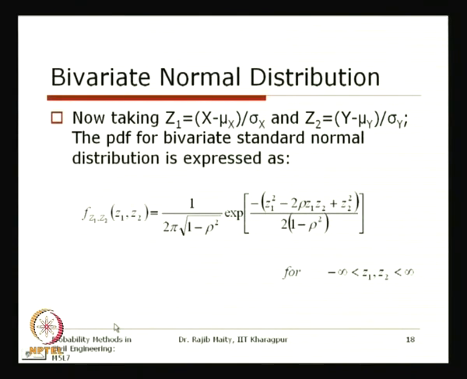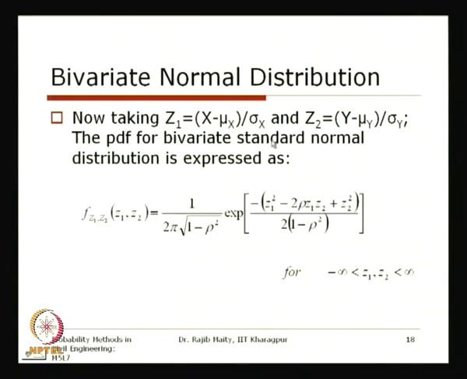Now, just what I was talking about: if we replace this one, that means if I put another random variable z1, which is x1 minus mu x by sigma x, and z2, which is y minus mu y by sigma y, we get the PDF for the bivariate standard normal distribution. Earlier we have seen that after this transformation we get the standard normal distribution; here also we are getting it, but it is again bivariate.